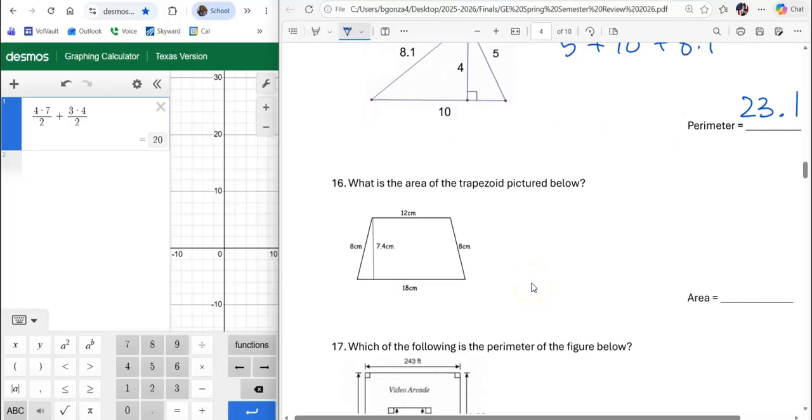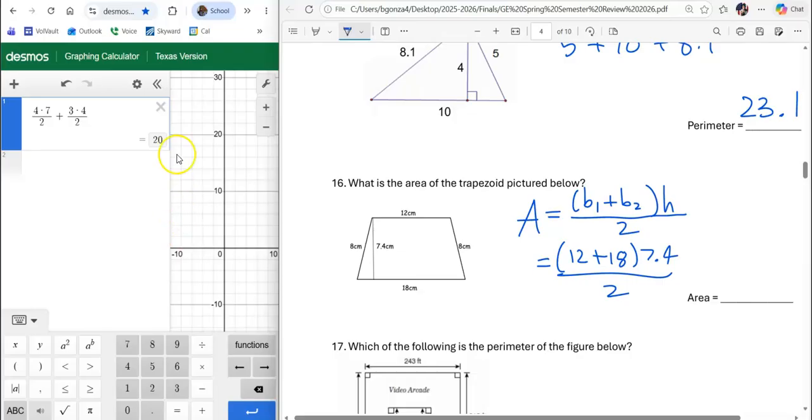Area of the trapezoid. So remember, the area is base 1 plus base 2 times the height divided by 2. Okay, and that equals what? 12 plus 18 times 7.4 divided by 2. 111 centimeters squared, because we're talking about area.